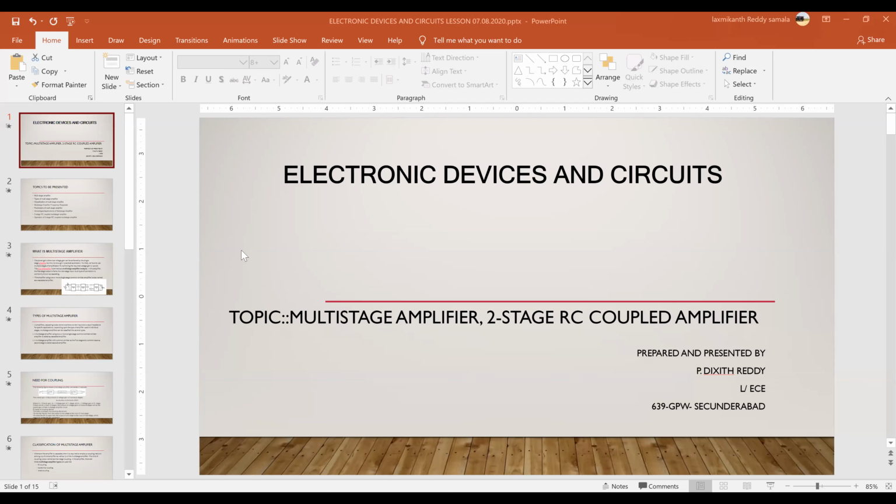I am P. Dikshit Reddy, working as lecturer in EC department in Government Polytechnic Padum in Secunderabad. As part of online classes, I am preparing the online classes for electronic devices and circuit subject. This is a basic subject and an important subject as part of our branch.